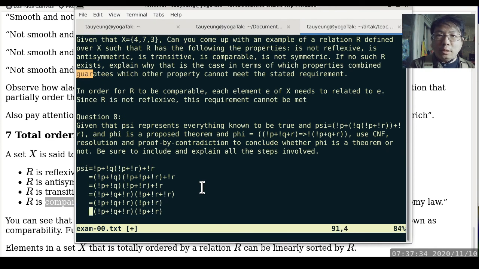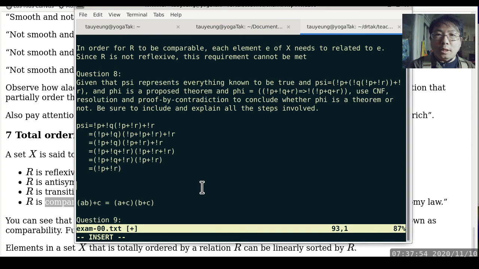And we can simplify even further, because in this case, when we have an overall conjunction, then we keep the most restrictive subterms, and in this case the most restrictive subterm is not P or not R, and that is our psi. And then we work with the proposed theorem. The proposed theorem is given over here. So now we have to say what is the negation of the proposed theorem.